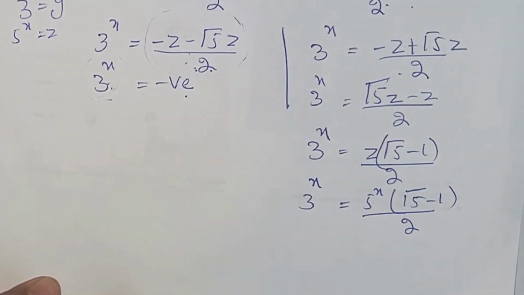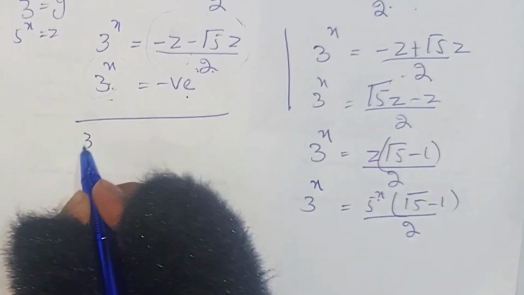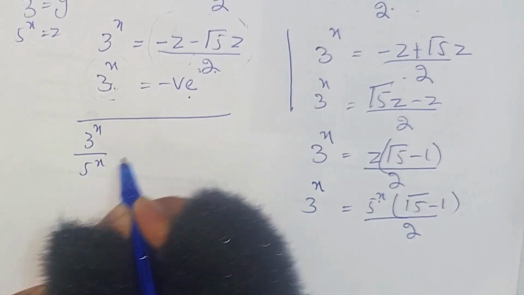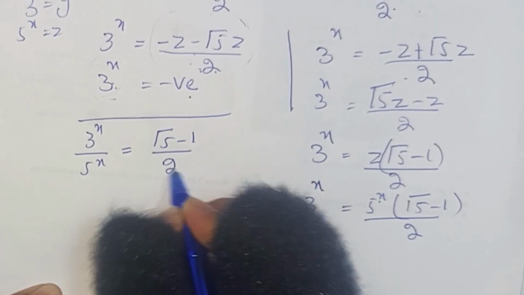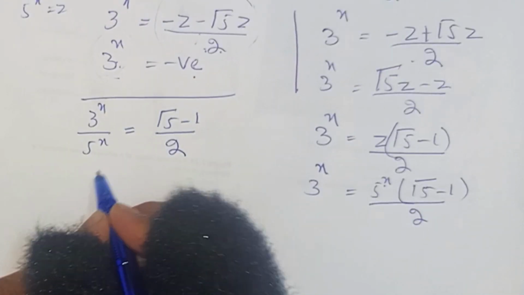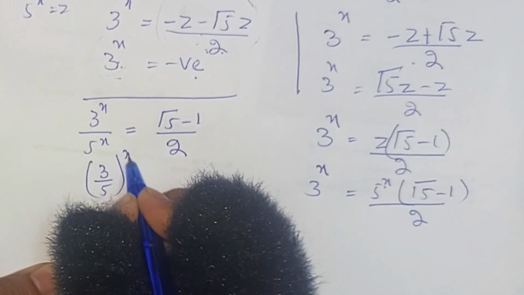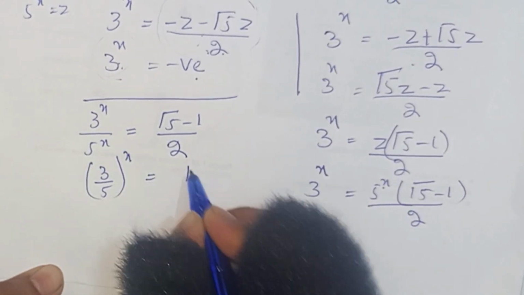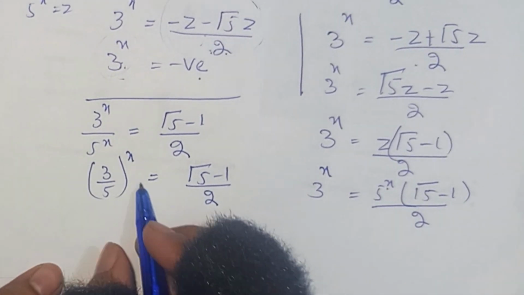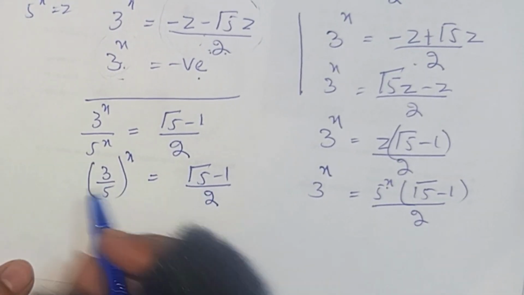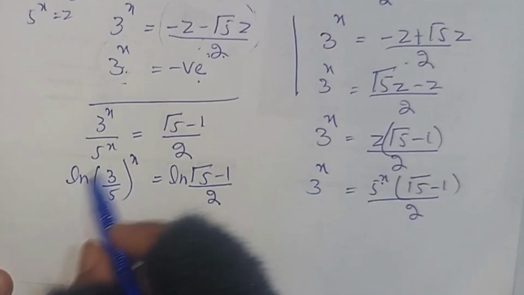In the next step, divide this equation by 5 raised to the power x. So we write 3 raised to the power x over 5 raised to the power x equal to (square root 5 minus 1) over 2. We write this as (3 by 5) raised to the power x equal to (square root 5 minus 1) over 2. In the next step, we take the natural log on both sides.